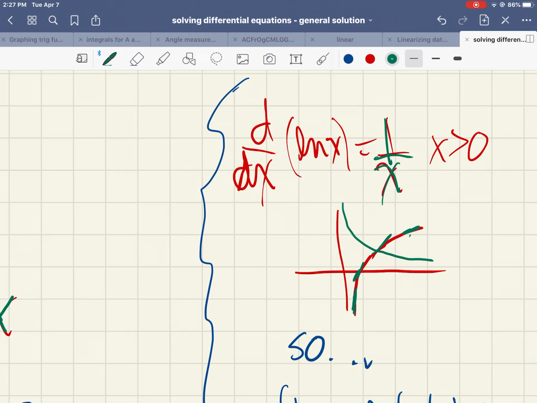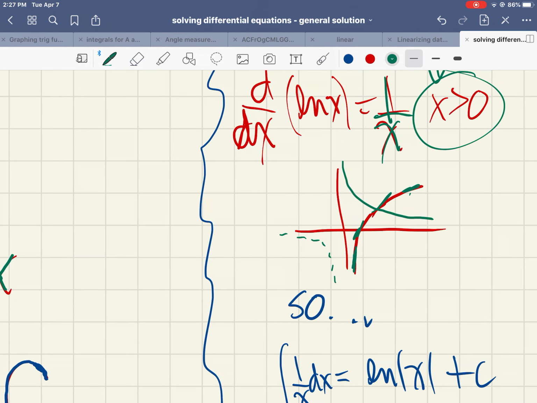We know that. But I have to state x is greater than 0 because ln x only exists on the right of the y-axis, right? This part here doesn't exist. So if I don't put this, then I'm making a mistake because the derivative can only be defined where the original function is defined. So where does that leave us with integration?